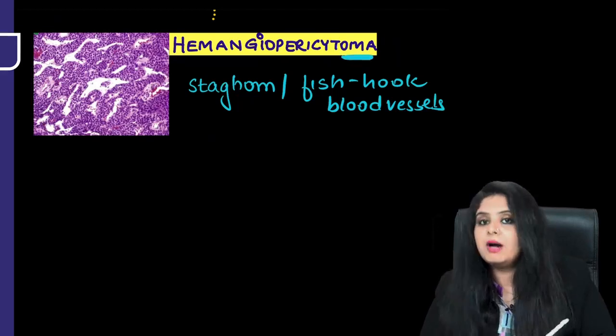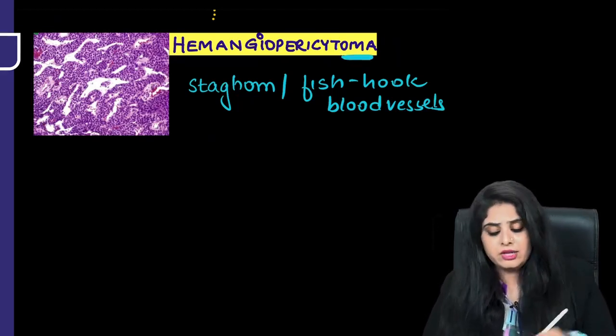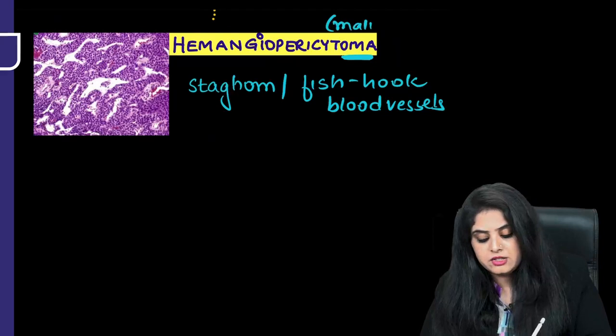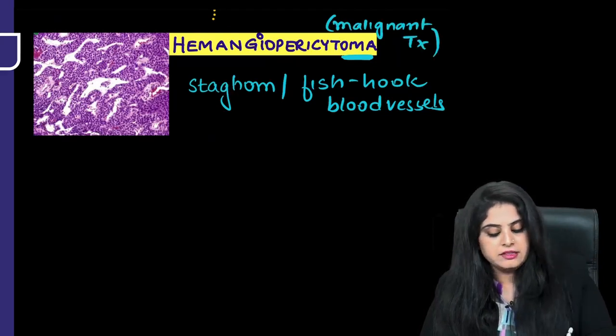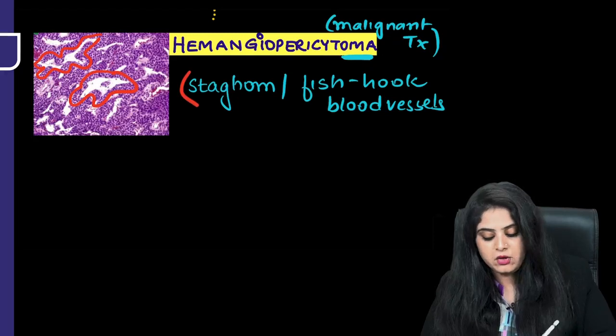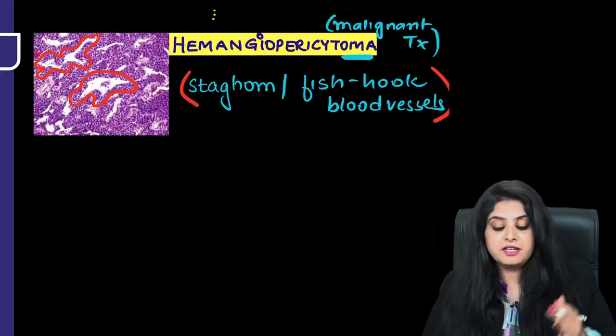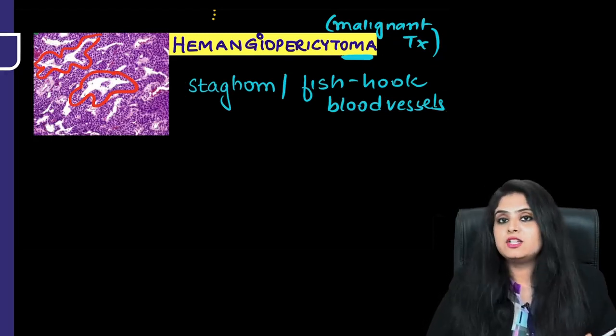Now moving forward, coming to the last tumor, and that is going to be hemangiopericytoma. Hemangiopericytoma sounds like an -oma. Many people think, is it benign? No guys, this is a malignant tumor. And what is so famous about it? Look at the shape of the blood vessels. This looks like the horns of a deer. So we call it staghorn or fish hook blood vessels. Very, very famous question for hemangiopericytoma.